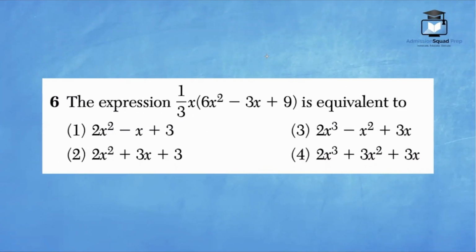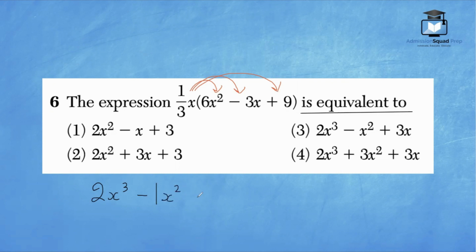Number 6, the expression 1/3 x times (6x squared minus 3x plus 9) is equivalent to. In this case, we don't need to factor, but we do need to perform the distributive property to find an equivalent expression. Let's get started. When we distribute 1/3 x to each of the terms in the parentheses, let's see what we have. 1/3 times 6 is 2. X times x squared is x cubed. 1/3 times -3 is -1. X times x is x squared. 1/3 times 9 is 3, and we're just going to hold on to the x.